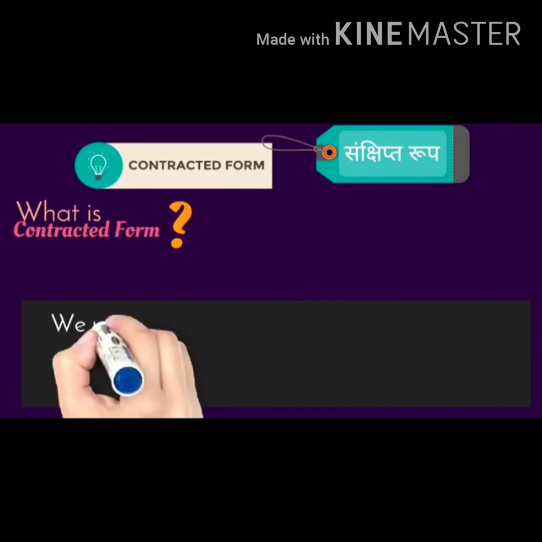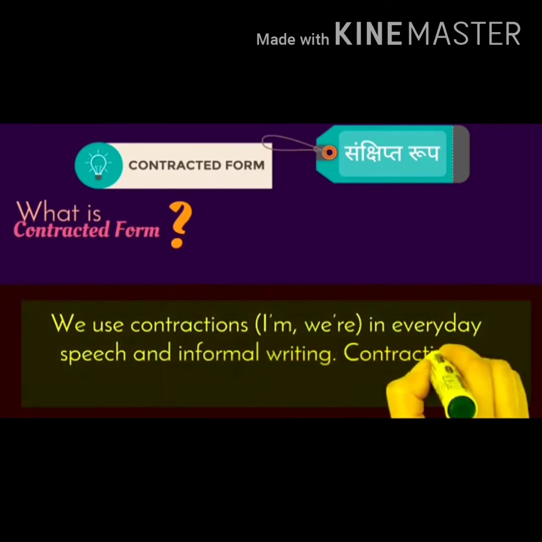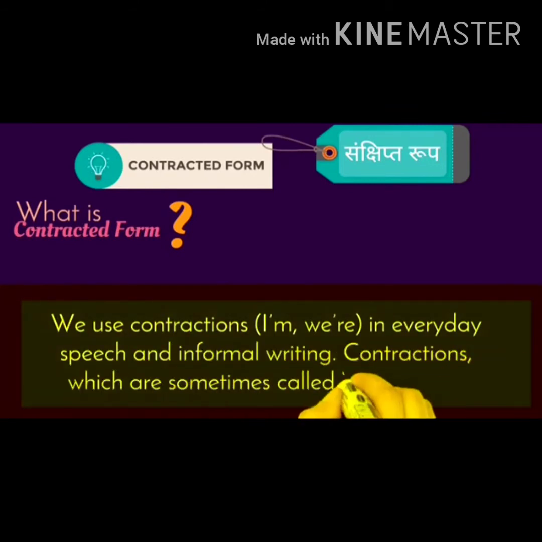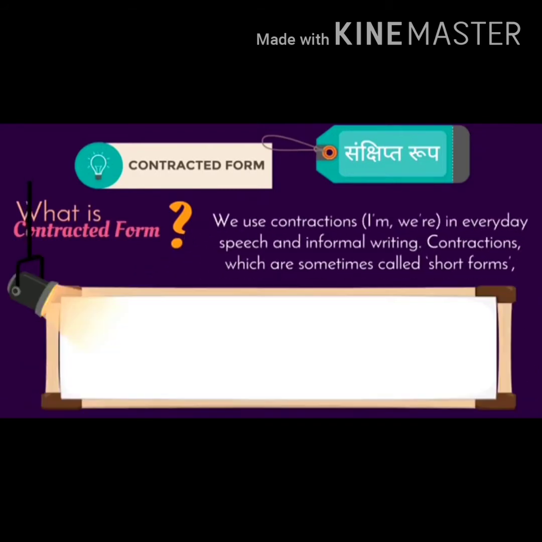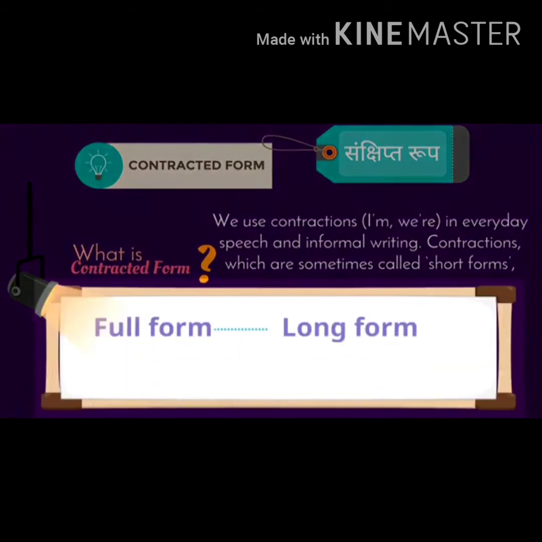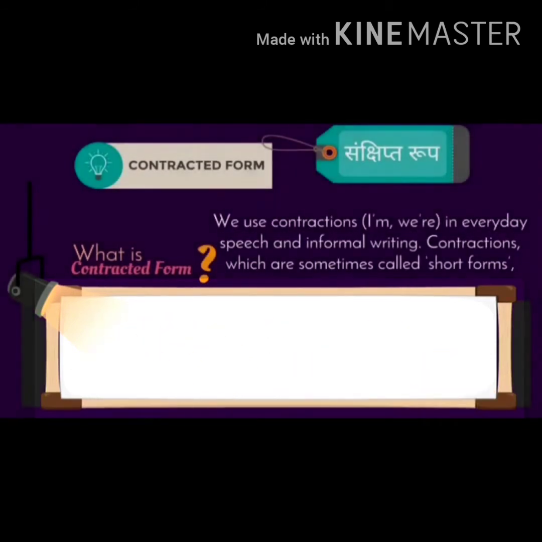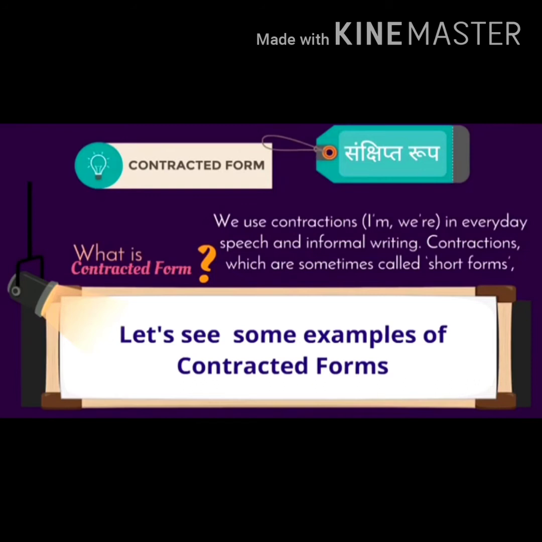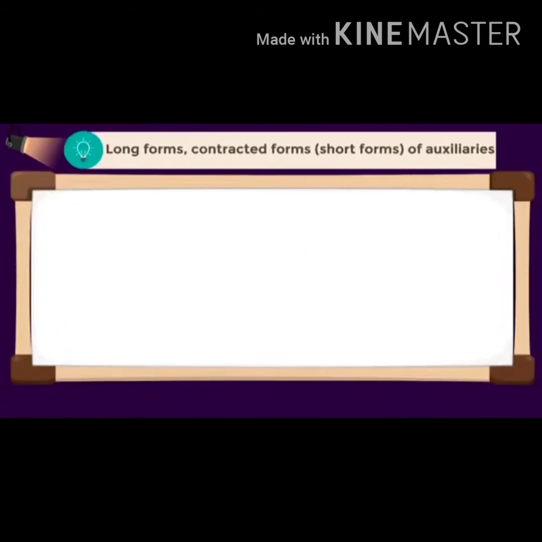One more important point, that is, we use contractions, just like I'm, we're, in everyday speech and in formal writing. Contractions are sometimes called short forms. In English, full form means long form and short form means contracted forms. For understanding this chapter, let's see some examples of the contracted forms. We are going to learn about long forms, contracted forms, short forms of auxiliaries.